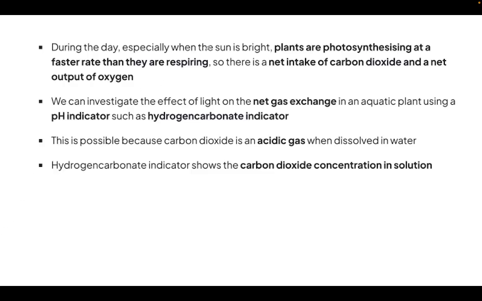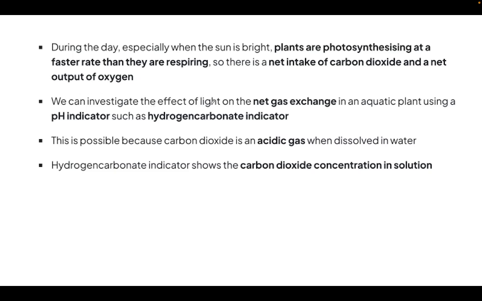During the day, especially when the sun is bright, plants are photosynthesizing at a faster rate than they're respiring. But the plant respires all the time, right? During the day, though, photosynthesis is more. So there is net intake of carbon dioxide and net output of oxygen, because photosynthesis releases oxygen.